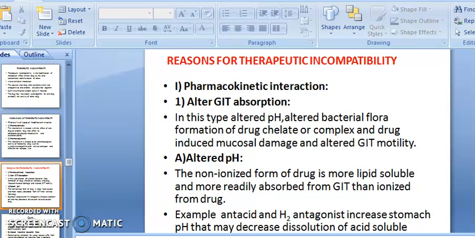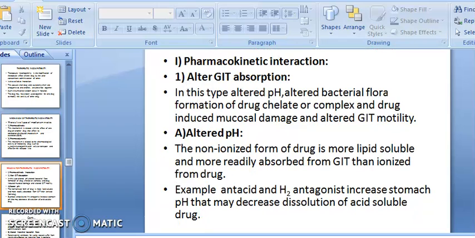incompatibility. In pharmacokinetic interaction, there is an alteration in GIT absorption, that is, alteration of gastrointestinal tract absorption. This occurs through altered pH, altered bacterial flora, formation of drug chelate or complex, and drug-induced mucosal damage and altered GI motility. A change in pH and altered bacterial flora in the GI tract lead to the formation of drug chelate and complexes, which damage the GI tract, and damage in the GI tract leads to decreased absorption of the drug.